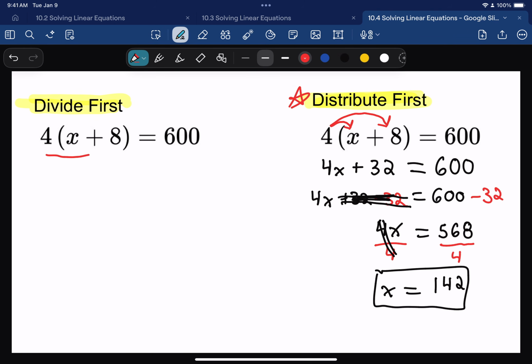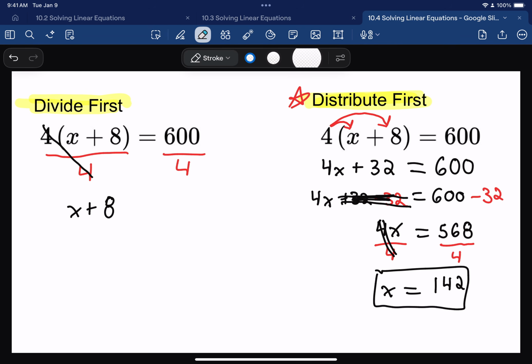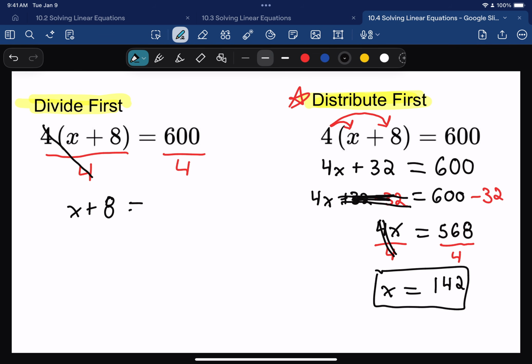So look at this. I could just go like this, divided by 4. And obviously if I do that to one side, I have to do it to the other side, right? So now we've divided by 4 on both sides. And as always, these are going to cancel each other out because multiplying and dividing. So we are left with x plus 8 equals 600 divided by 4. And 600 divided by 4 is 150. So the 4's canceled. 600 divided by 4 is 150.